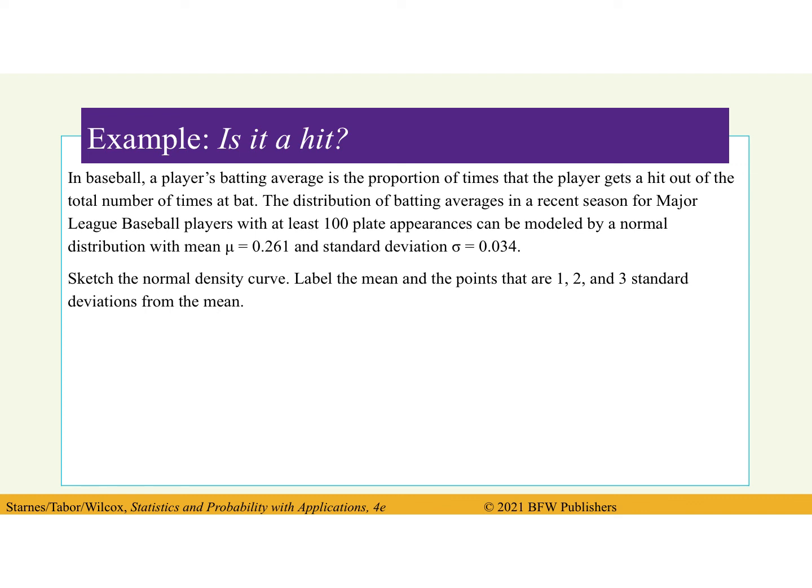So what should you be writing down? All you need to write down is that we're talking about batting averages and the mean and the standard deviation. The rest of it is just background information that you don't need in your notes. Okay? So write down batting averages, mean mu equals 0.261 and standard deviation 0.034. Now we can abbreviate this by saying N(0.261, 0.034), because it says it's modeled by a normal distribution right here.